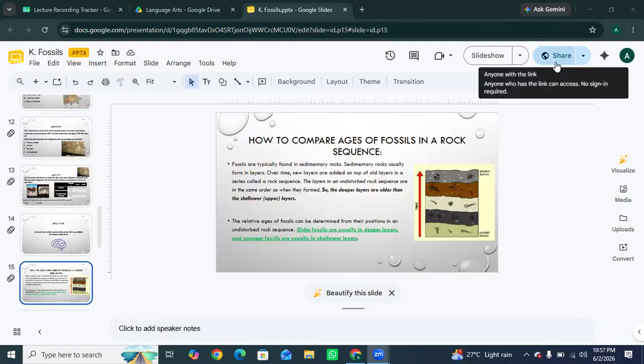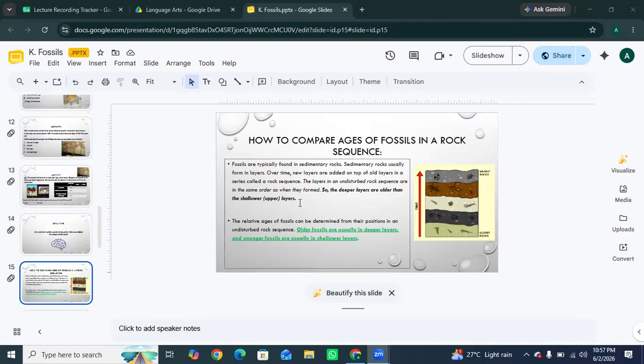Okay students, the next topic is how to compare ages of fossils in a rock sequence. Fossils are typically found in sedimentary rocks. Sedimentary rocks usually form in layers. Over time, new layers are added on top of old layers in a series called a rock sequence. The layers in an undisturbed rock sequence are in the same order as when they formed. So, the deep layers are older than the shallow layers.